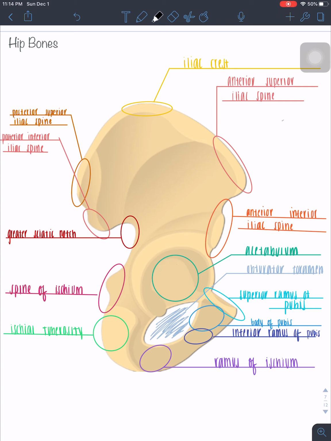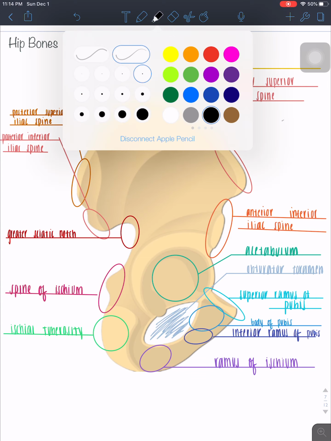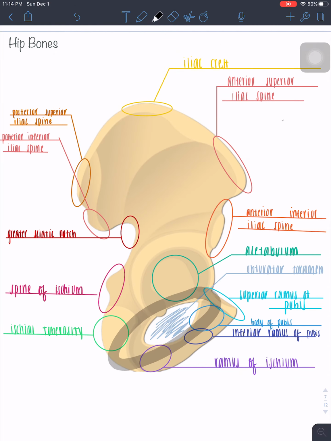After the acetabulum, the other hole is the... what am I saying? No, this is the superior ramus of the pubis. But the other one I was talking about was the obturator foramen, which is right here. Kind of pointless shading it in when it's already shaded in. So, it's this one.